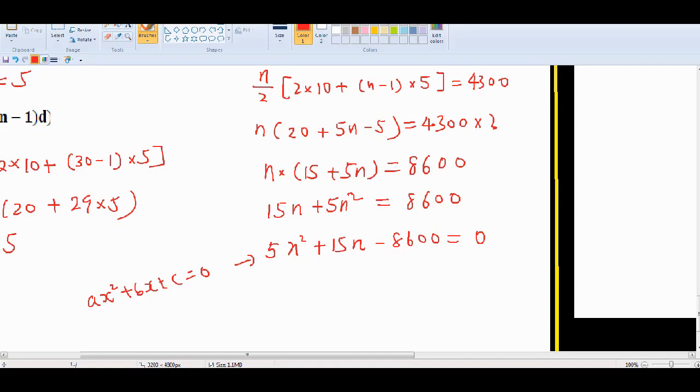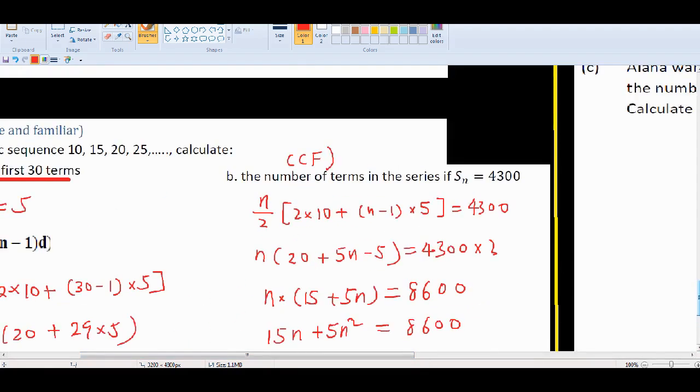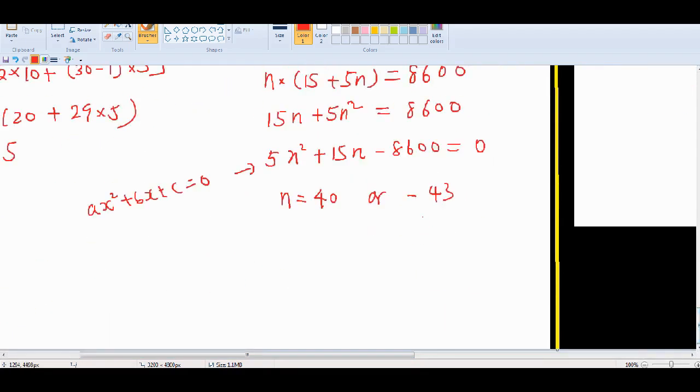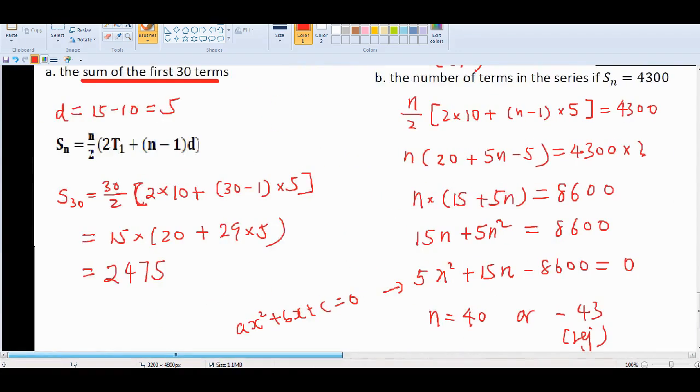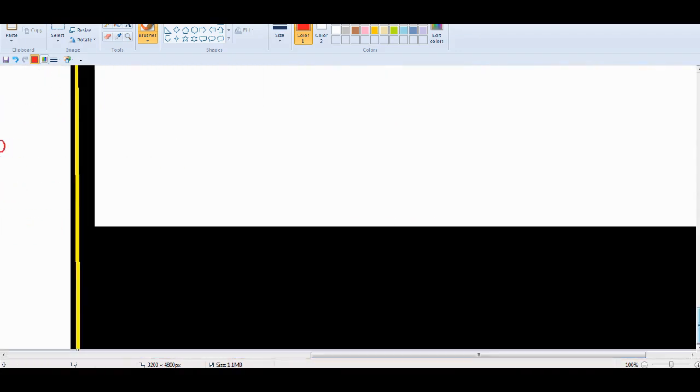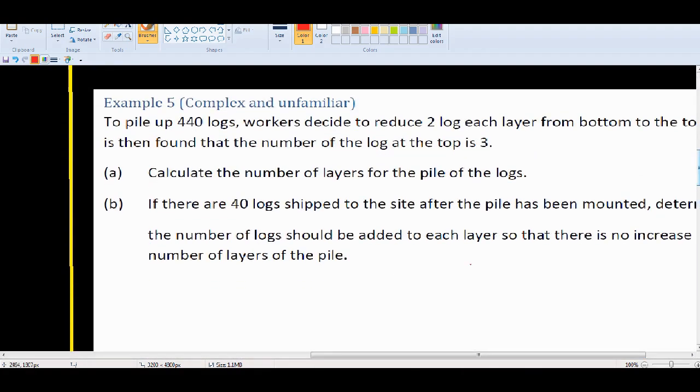Coming back here, that means you could say n equals 40 or minus 43. But of course, because n means the number of terms, it can't be negative, so we just reject this one. The only answer is n equals 40. That's how we solve this question. Okay, good. Alright, so let's move to another one.